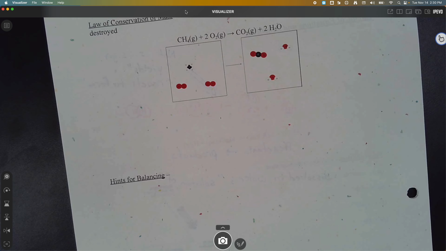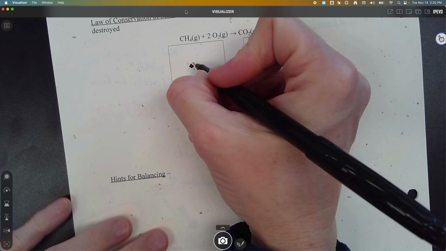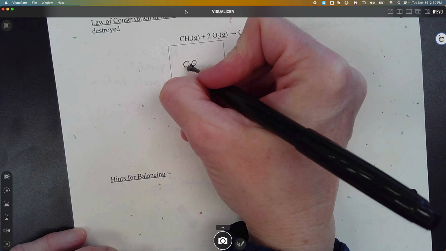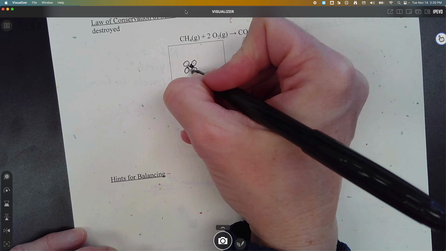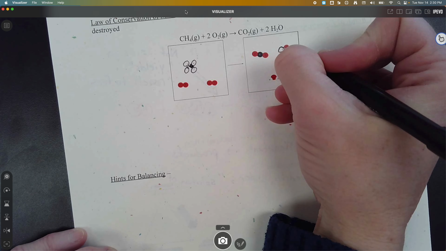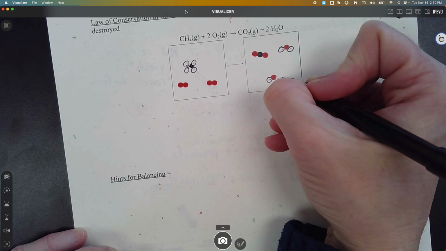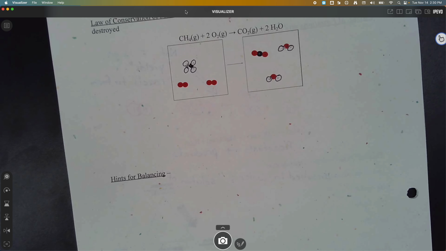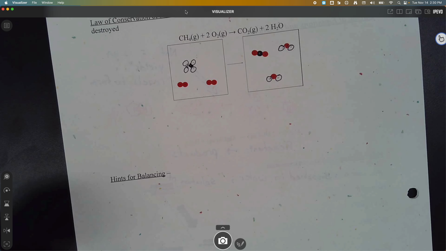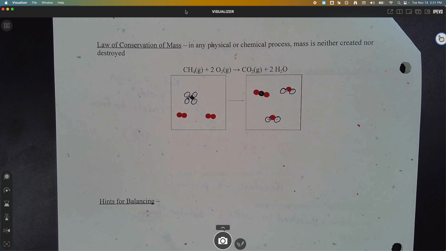Courtesy of all the nice sparkles on your paper here, our hydrogen atoms didn't show up very well, so we're going to have to draw those back in. This is the same picture that was on the front of your balancing chemical equations thing that you just finished. The hydrogens didn't show up because they're white, but there they are. Chemistry has a law of conservation of mass. We've kind of alluded to the law of conservation of mass in the past. It says in any chemical or physical process, mass is neither created nor destroyed.